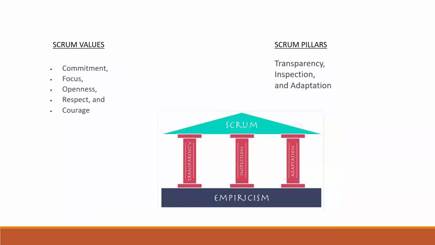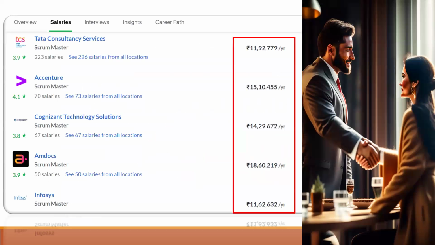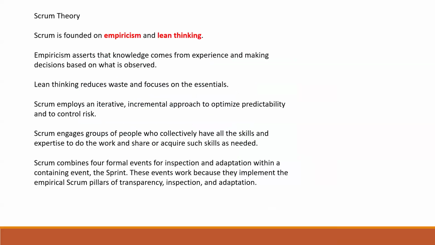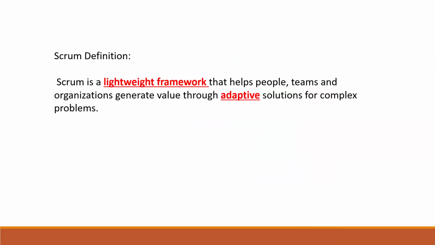Let me give the definition of Scrum. I don't want to go into Agile as of now. This is very important. Scrum is a very lightweight framework. It's not a complex one. We will not hit our heads against the wall trying to understand it. It is very simple and lightweight. Again, it is a framework, not a methodology. Agile is a methodology. Scrum is a framework.